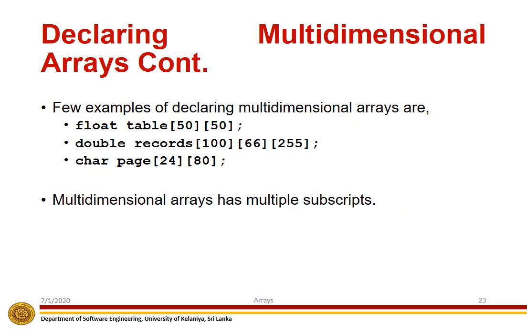The second one is double records[100][66][255]. So we can store 100 by 66 by 255 values in the array records, but the values must be double values. And the last one is char page[24][80]. The type of the array is char, the array name is page, and we can store 24 by 80 values in the array page. Multidimensional arrays have multiple subscripts.